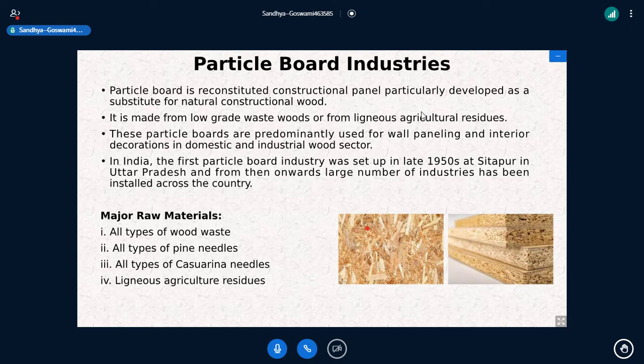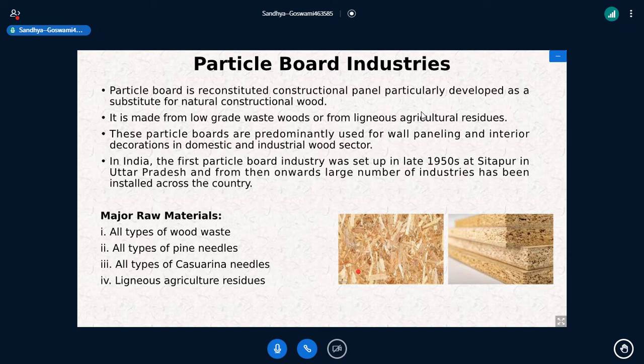Basically particle board is a reconstituted constructional panel particularly developed as a substitute for natural construction wood. From the waste we have made it. We take waste, mix glue in it, thereafter we press it, right? And then we have this particle board. Though the particle board's strength will not be equivalent to the wood, in many places it can replace it. Wherever we don't have to put much pressure, in all those areas it can replace the wood, right?